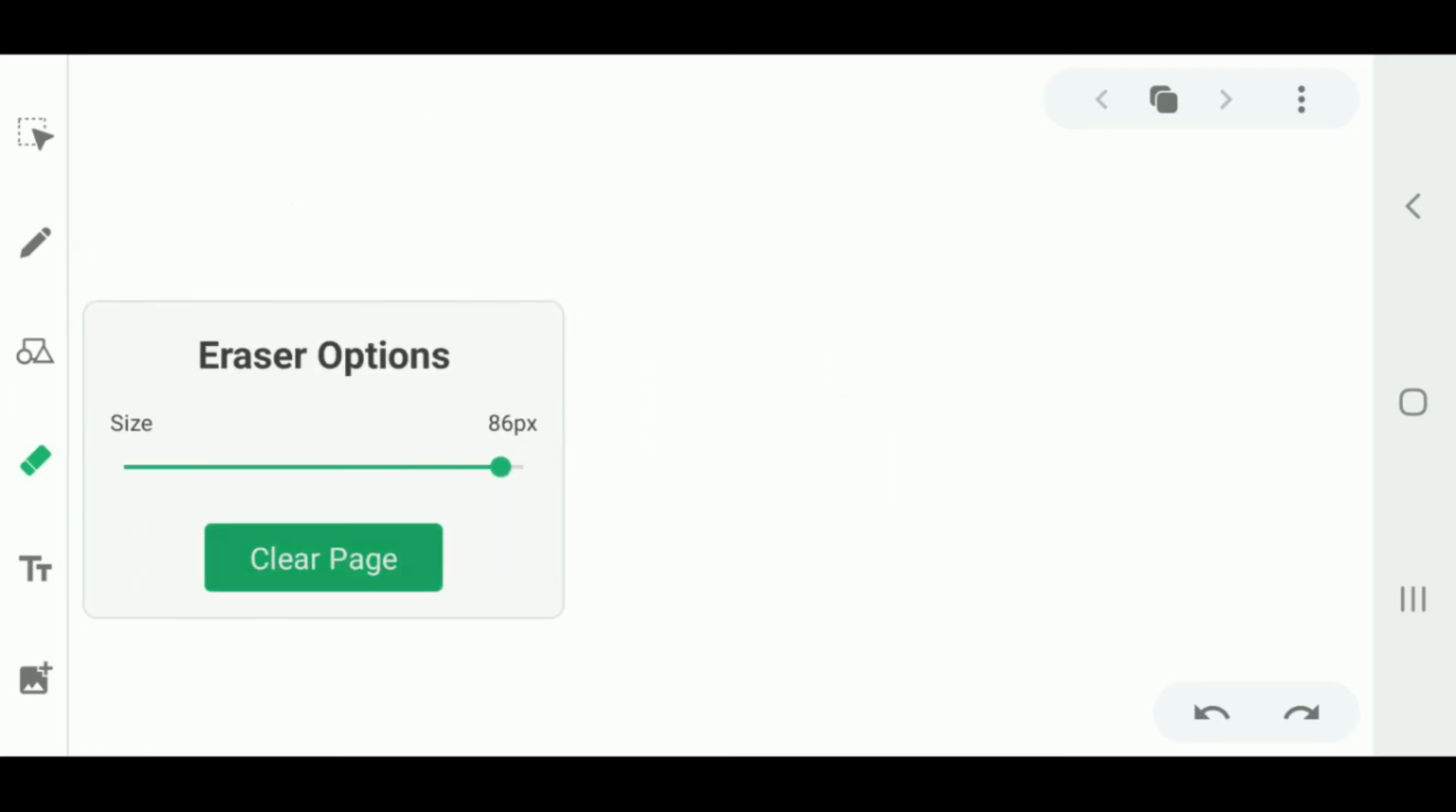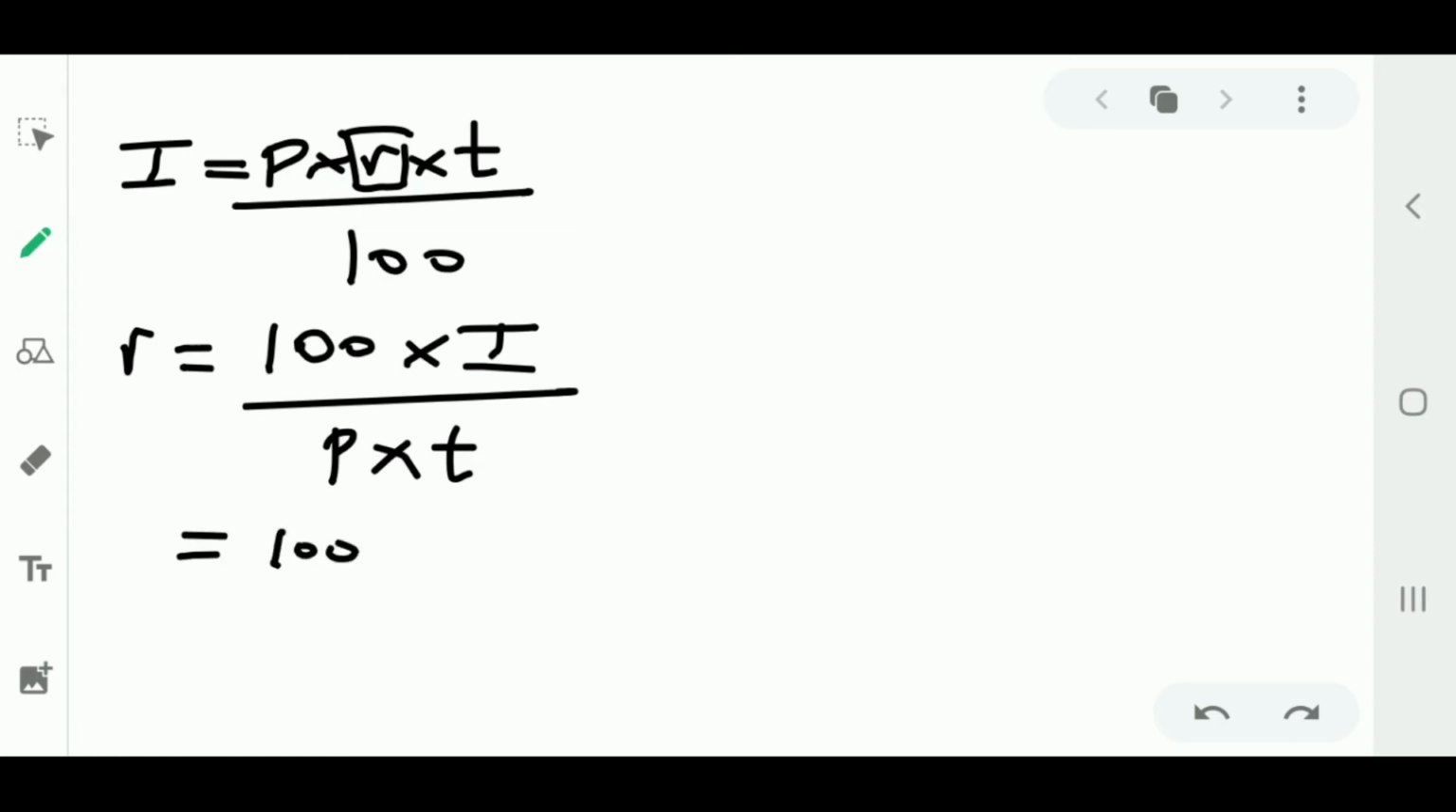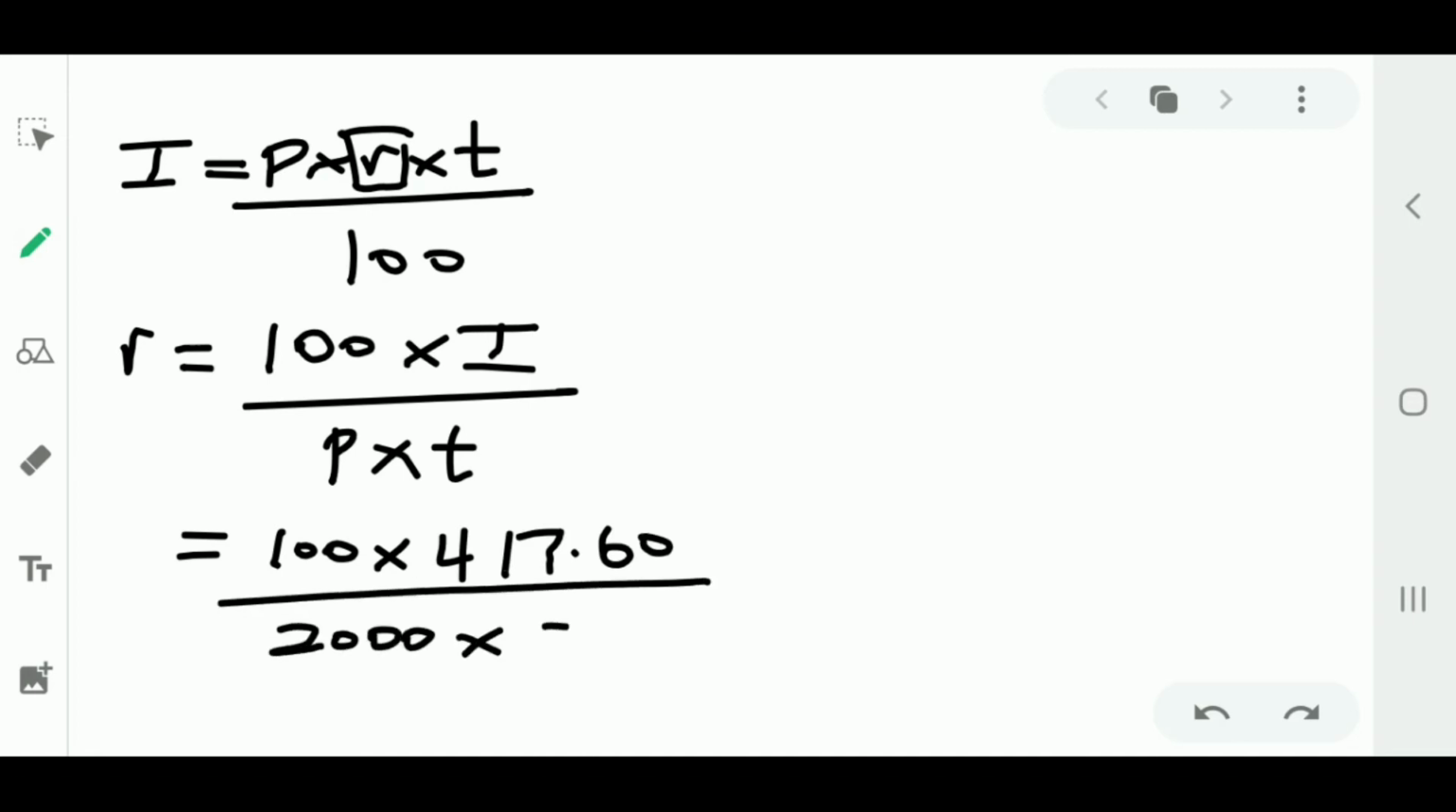So again, we transpose the initial formula, I equals P times R times T over 100, making R the subject. So R is equal to 100 times I over P times T. So it's 100 times 417.60 over 2,000 times 5, and that is equal to 4.176%.